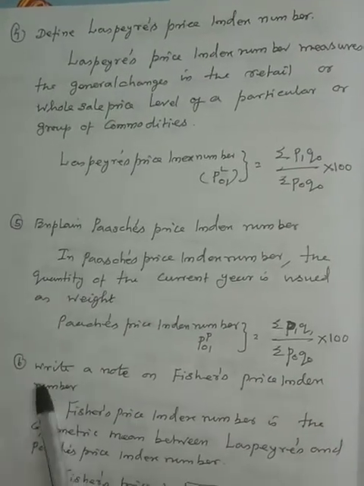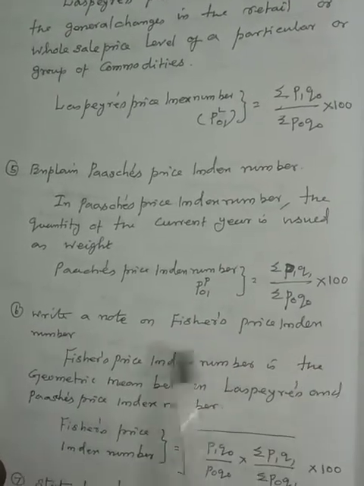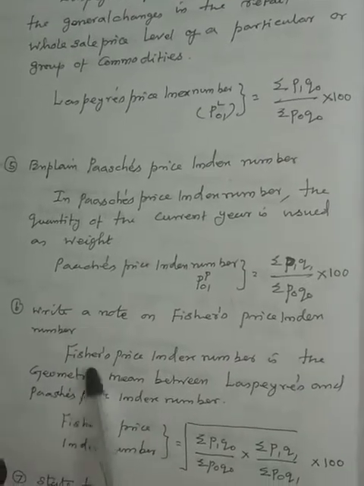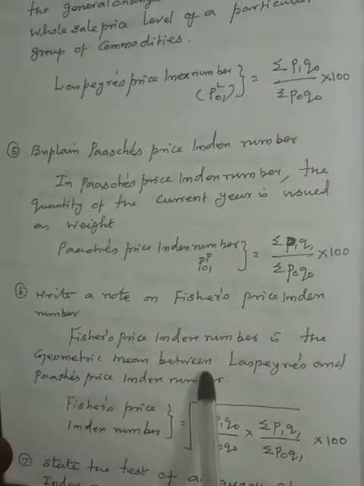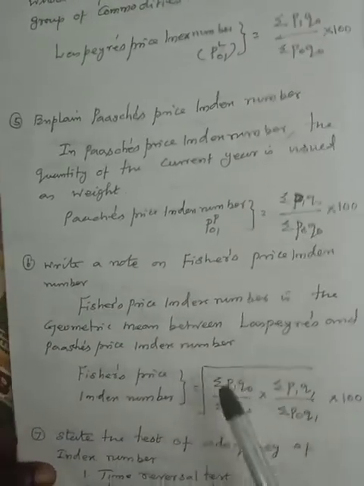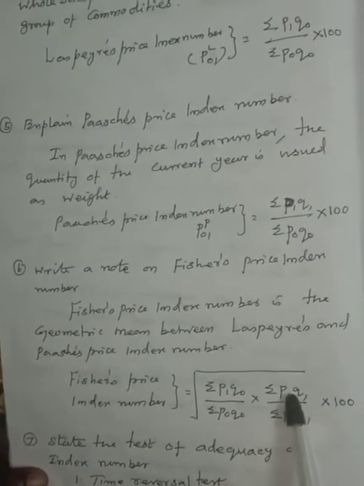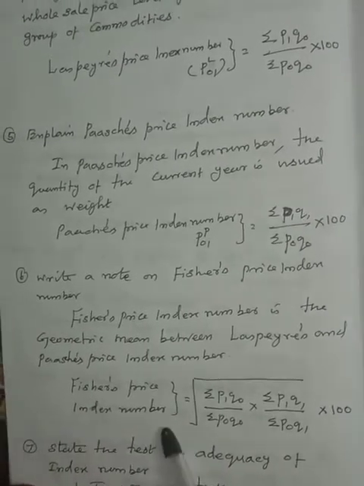Question number 6. Write a note on Fisher's price index number. Fisher's price index number is the geometric mean between the Laspeyres' and the Paasche's index numbers. This is Laspeyres' index number. This is Paasche's index number. Taking the square root, we get Fisher's price index number.